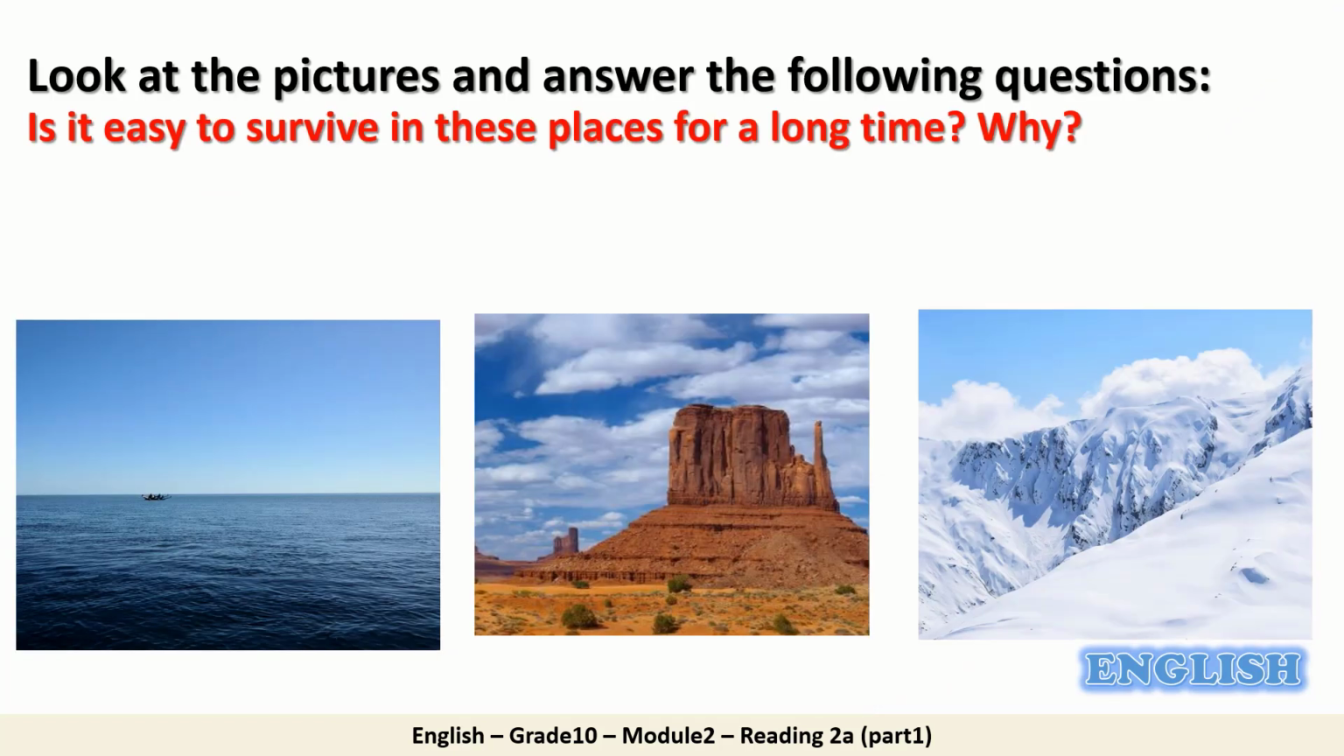Let's start. Look at the pictures and answer the following questions. Is it easy to survive in these places for a long time, and why? The first picture shows a sea or an ocean. The second picture shows a desert. And the third picture shows a snow-covered area or mountain. Now pause the video and think about the question.